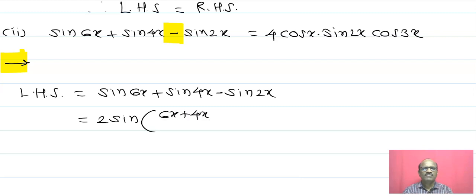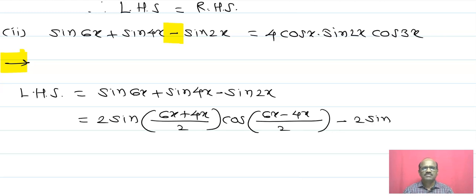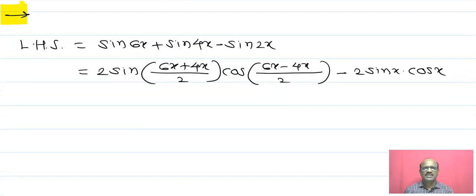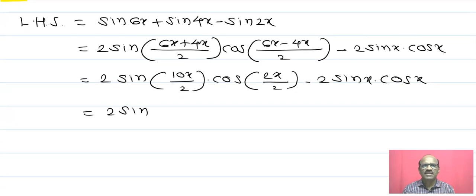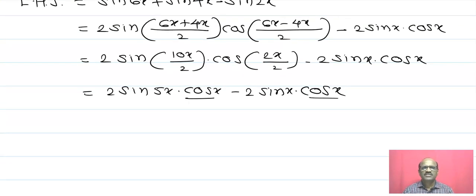Now see this, sine of C plus sine of D, that is 2 times sine of C plus D upon 2 into cos of C minus D upon 2. And the last term as it is, that is sine of 2x means what? 2 sine x into cos x. Normal formula is there. Now 4x plus 6x is 10x upon 2, and 6x minus 4x is 2x upon 2, minus 2 sin x into cos x. That is 2 sin of 5x into cos of x minus 2 sin x into cos x. And now if you take the common, cos x is common. Therefore, you will get 2 cos x in bracket, sin of 5x minus sin of x.